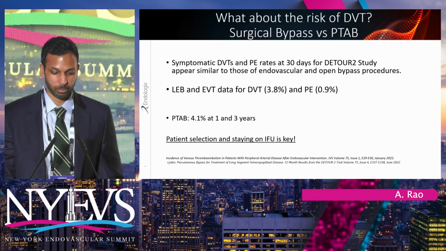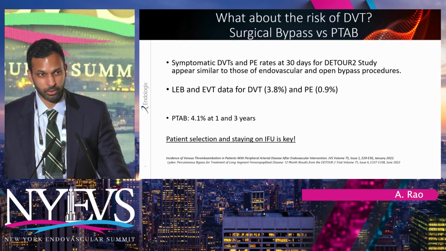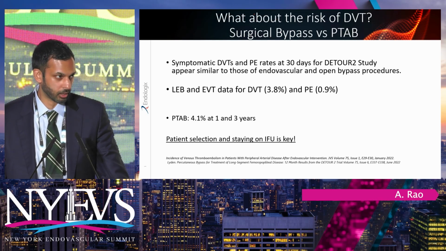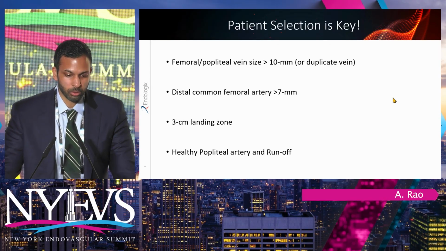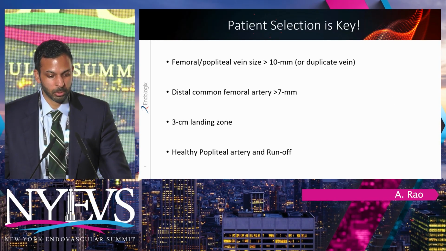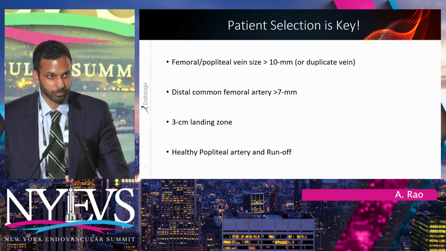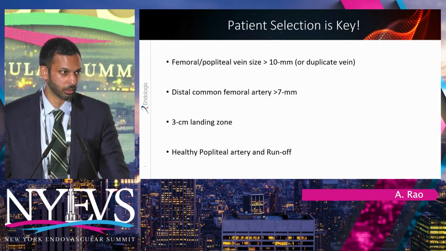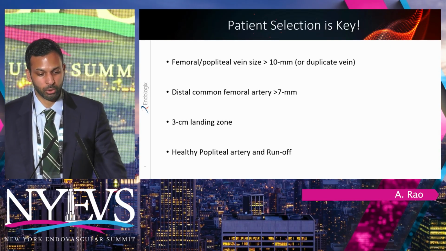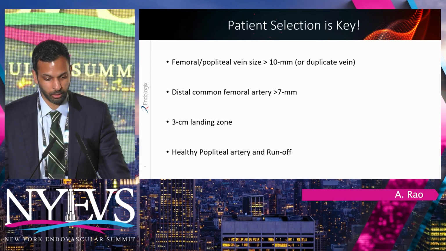Now that being said, PTAB is a great device, but it does have its limitations, and it's not for every patient. So you want to stay on IFU. I think I might have a slide on this. Yep. So number one is vein size. You want to make sure the femoral popliteal vein is at least 10 millimeters, right? You're putting in around a 6 millimeter stent, so you don't want to be occlusive. Otherwise, you 100% will get a DVT. So make sure the vein is over 10 millimeters, or there has to be a duplicate vein.